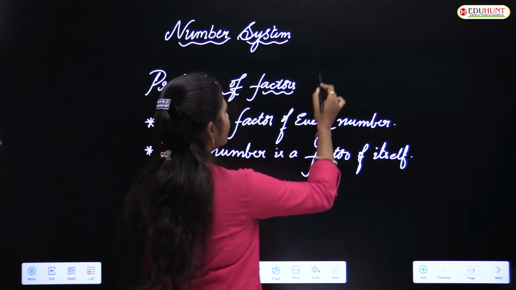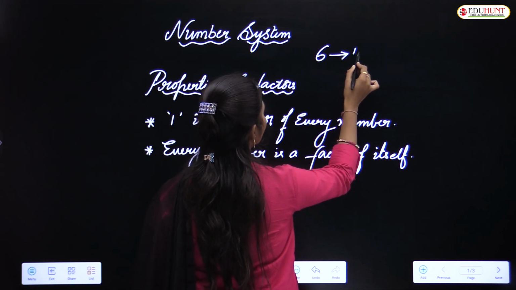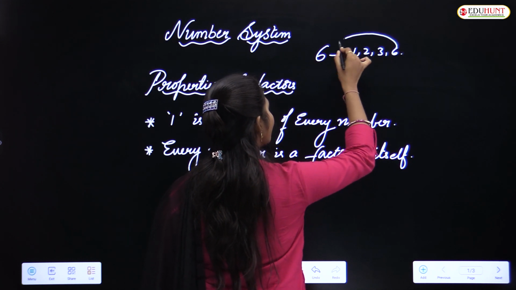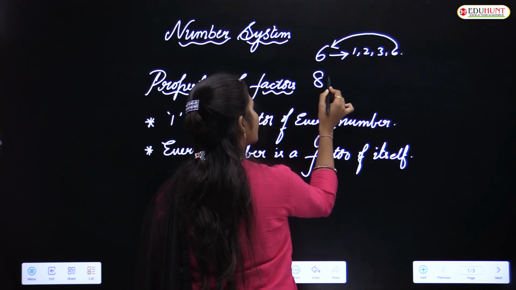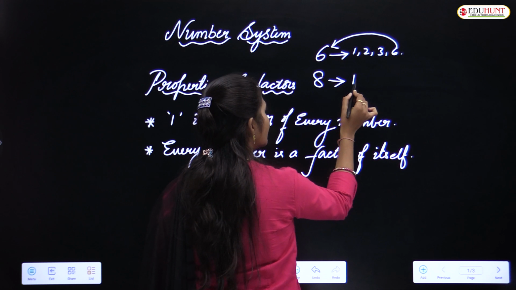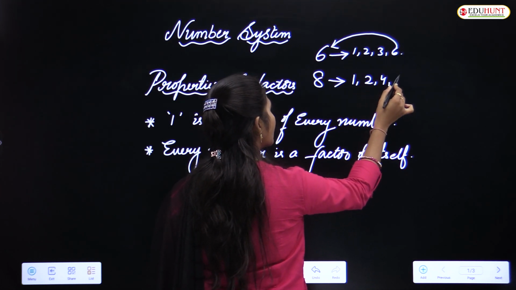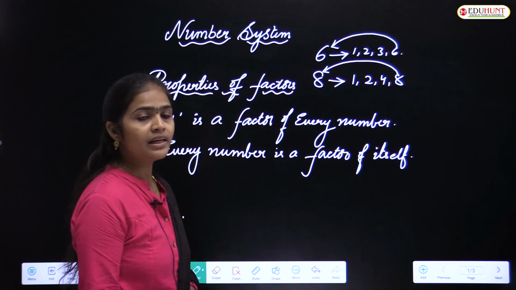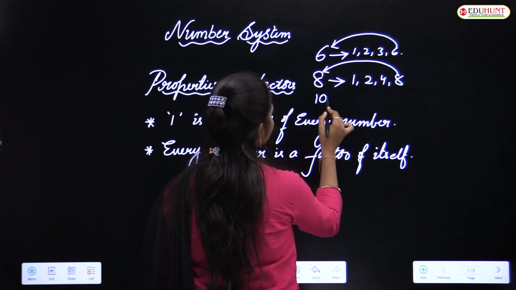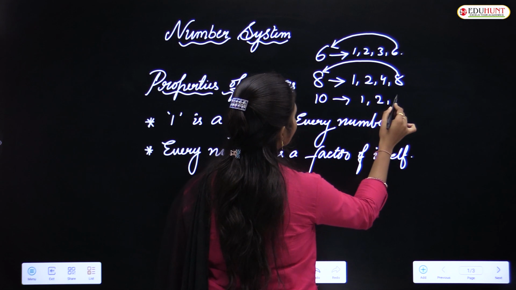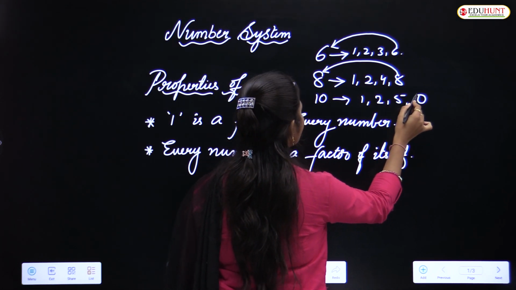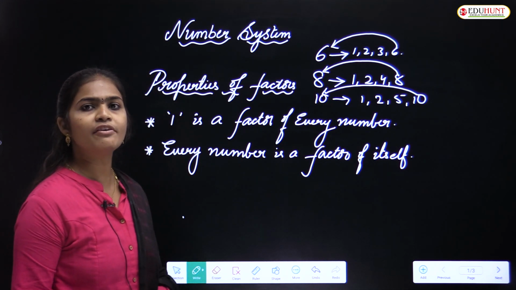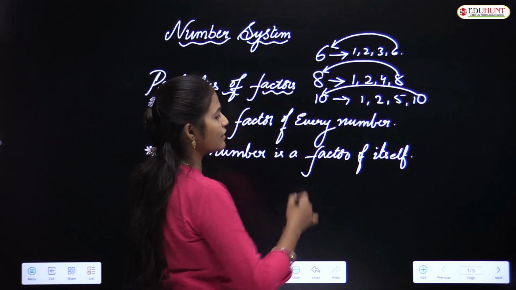Just observe that here we took the factors of 6 now. 1, 2, 3, 6. So here 6 is a factor of 6. If you take 8, what are the factors of 8? 1, 2, 4, 8. So here 8 is a factor of 8. Take the factors of 10. 1, 2, 5, 10. So 10 is a factor of 10. In every case we can observe that every number is a factor of itself.